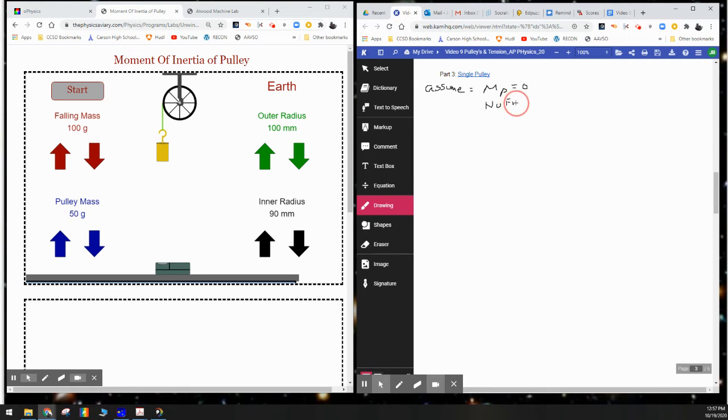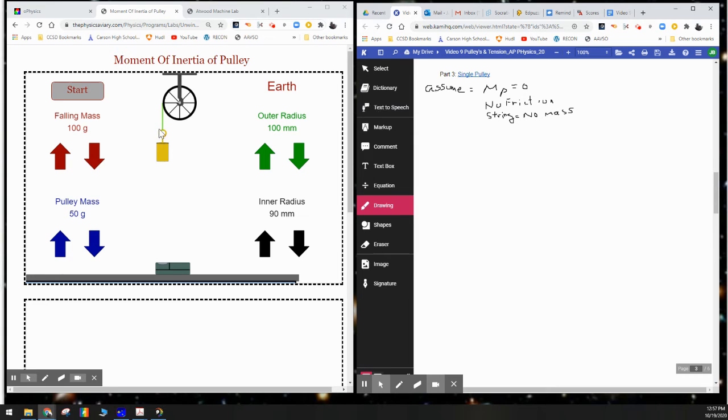This will come later when we do rotational dynamics. So: no friction, mass of pulley is 0, and the string has no mass. Pretty interesting. But in real life, these are situations we have to consider later on.